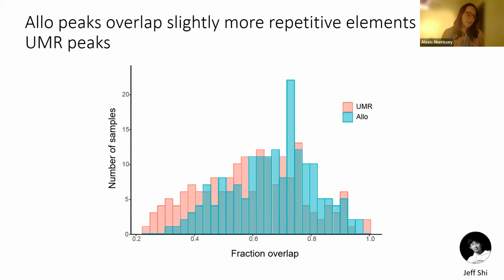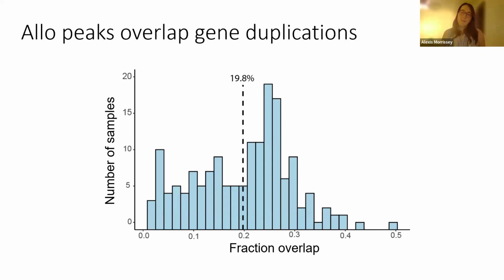So the next question we thought to ourselves is, what is causing this? Why isn't there a huge shift where a lot of these Allo peaks are actually in repetitive elements? What we discovered is a lot of Allo peaks are also coming from gene duplications, so paralogs and paralogous families. This is a histogram showing exactly that. When we overlapped Allo peaks with gene duplications, we found that 20% of all Allo peaks were overlapping with gene duplications. That could add into the reason why not all Allo peaks were overlapping with repetitive elements. Some of them are actually overlapping with paralogs.